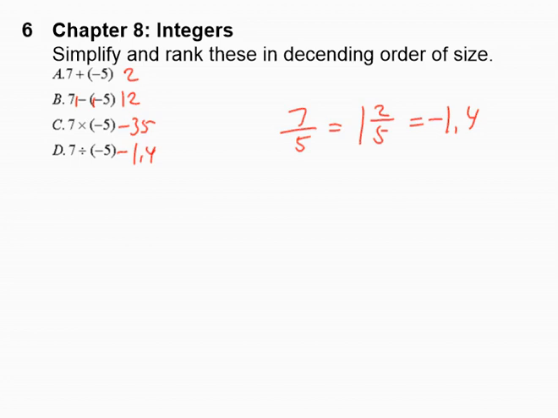Therefore, what is the largest number? It's going to be 12, right? The next largest number is going to be B. The next largest number is D. And the smallest number is going to be C.